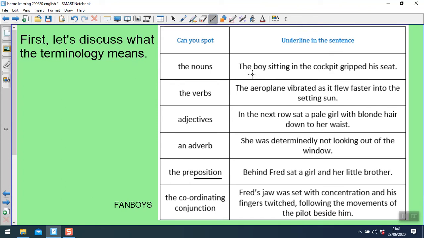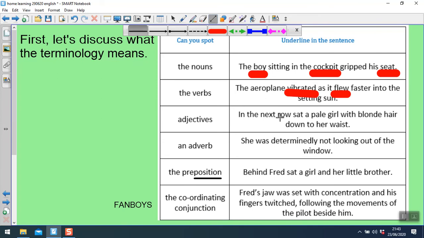So nouns, we've got boy, we've got cockpit, and we have got seat. Well done if you got those. Verbs, we have got vibrated, it's the action that the aeroplane did. We've got flew. So here, setting can be a verb, however in this sentence it's describing the sun, so it's been used as an adjective. Can we find any adjectives in this one?